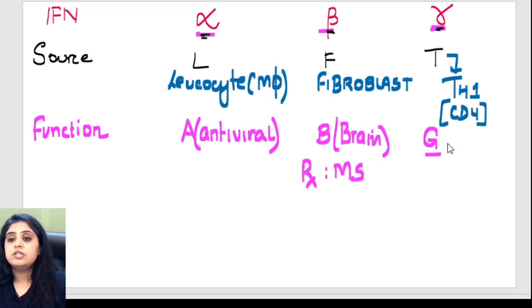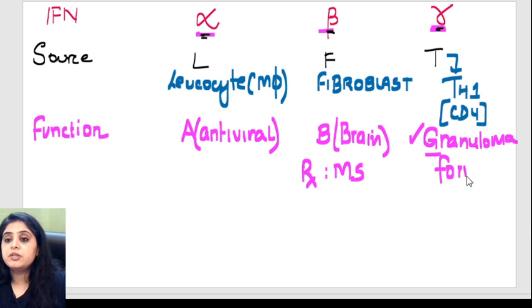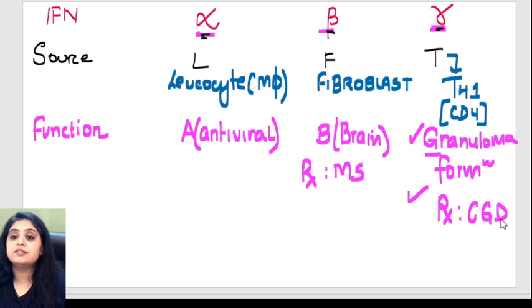And G for G. G is needed for granuloma formation. Interferon gamma is needed for the granuloma formation in the body. And interferon gamma is used in the treatment of chronic granulomatous disease. I hope all of you remember. Chronic granulomatous disease is a deficiency of which enzyme?